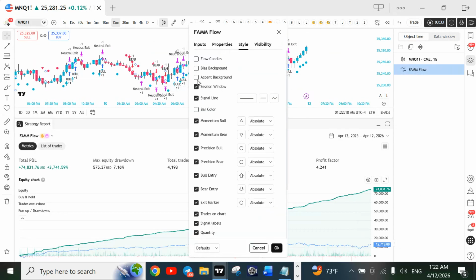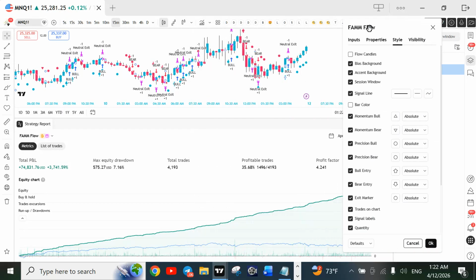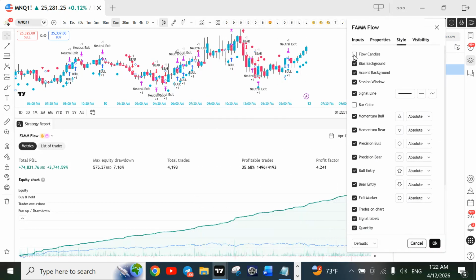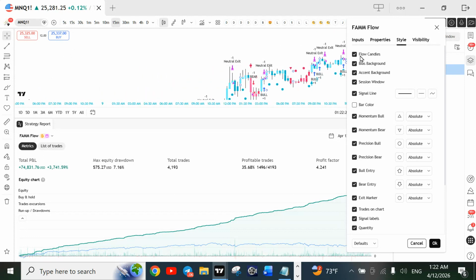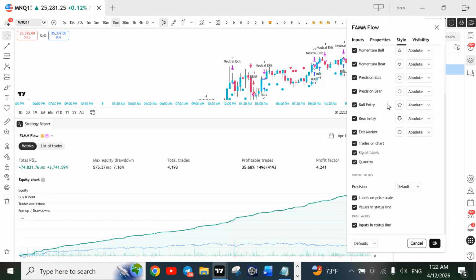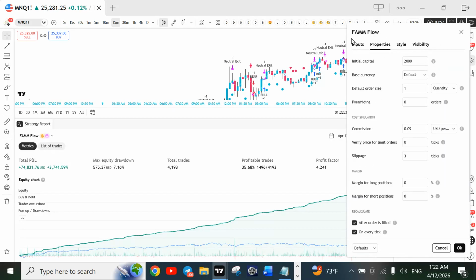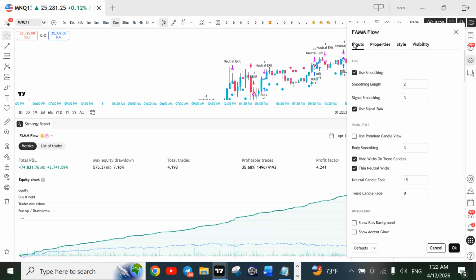Oh, it's not coming up, no words. Accent background, bias background, flow candles. Right? Doesn't look bad, I'm just saying. You can have these unchecked. Okay. Outside of that, all of these remain the same. And yeah, that's good to go.